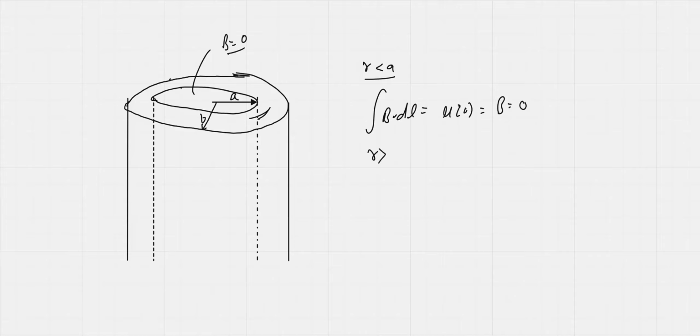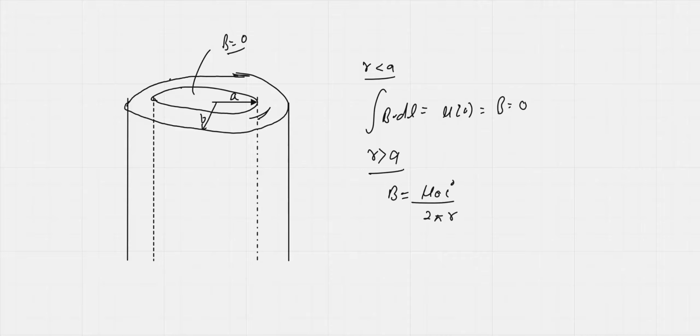What about r greater than b? It contains all possible current. So here you are going to get B equals mu naught I divided by 2 pi r. Whatever the radius you are at, this is standard.